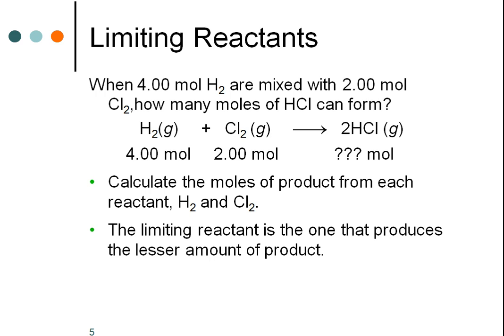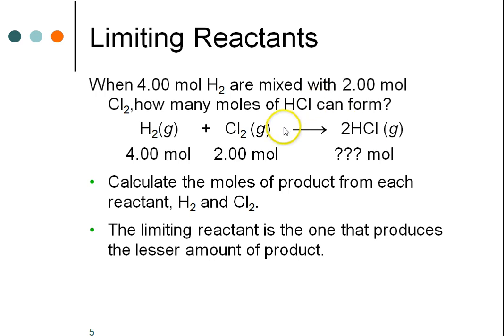The difference is that we actually have 2 reactant amounts now instead of just 1 reactant amount. So we've got this amount right up here from the H2, and then we've got this amount of chlorine. In the past you've only gotten 1 amount, but now you have 2. So the way to do this is that you calculate the moles of product from each reactant, H2 and Cl2. Imagine that you've got all the chlorine in the world. If you only have 4 moles of hydrogen, how many moles of product can you make?